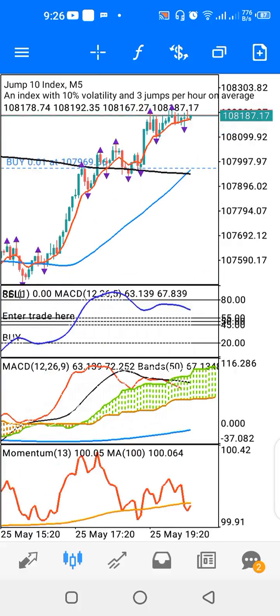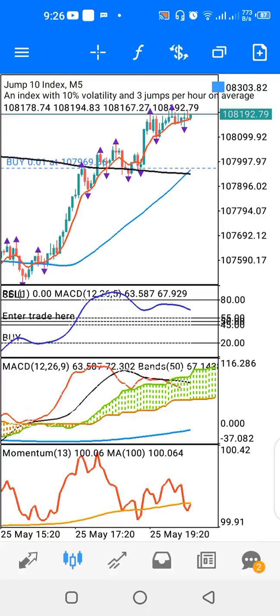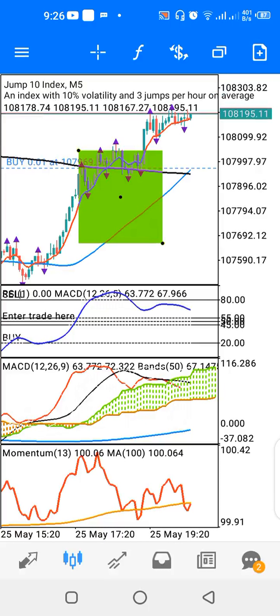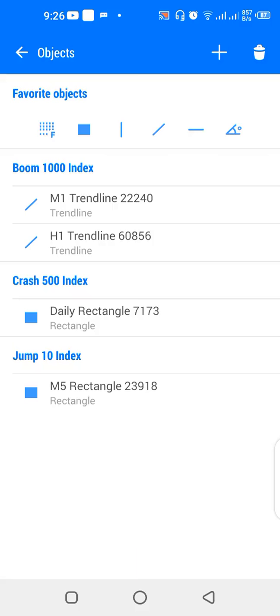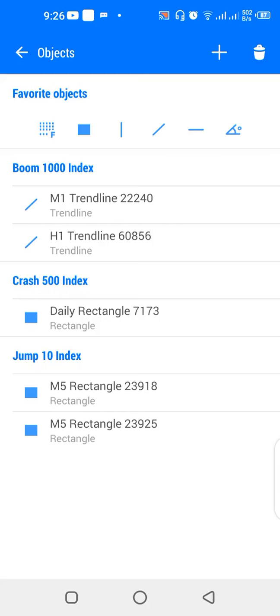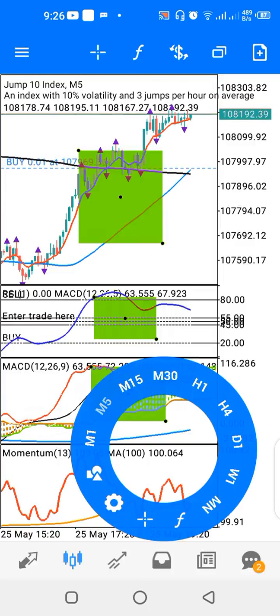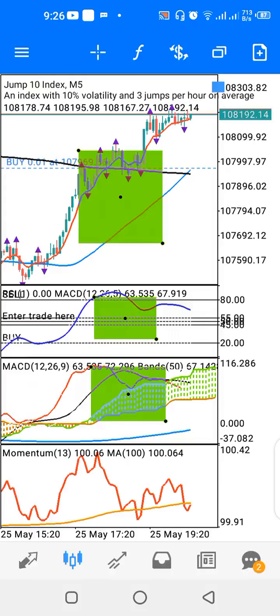I have 4 windows. I have the main window. This is the main window. I have indicator window 1. This is indicator window 1. I have indicator window 2. This is indicator window 2. And I have indicator window 3. This is indicator window 3.